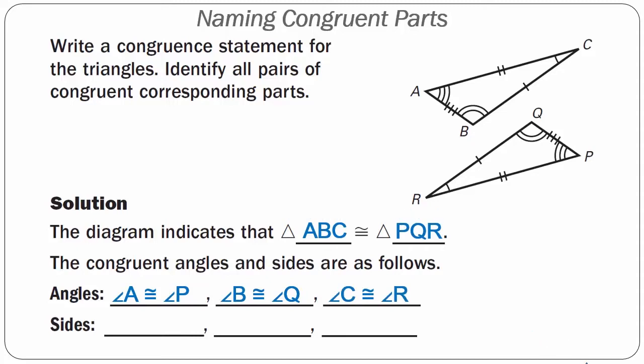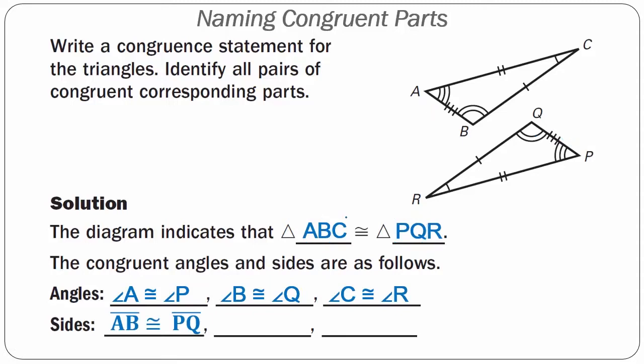For sides, we have line segment AB, which is this segment over here. That is the first and second letters of triangle ABC, which means it is congruent to the first and second letters of triangle PQR, which is this line segment over here. And you can see this line segment AB has 3 tick marks, so does line segment PQ, so we can say that line segment AB is congruent to line segment PQ.